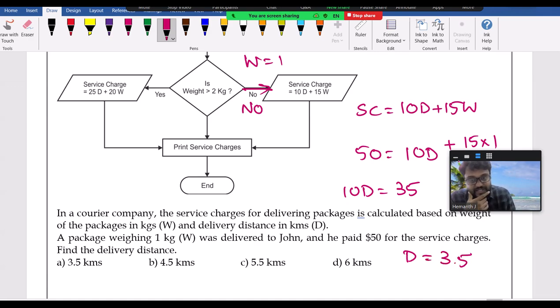Guys, they given service charge already. Service charge value is already given in the question. Your job is to calculate the distance to be delivered. This is regarding, okay, courier shop. Courier shop, okay, depends on what distance and weight they'll charge you, right? So here they charge $50 for you. Okay, the courier weight is 1 kg. So then what distance is what the question asks indirectly. So we got 3.5. Right, so flowchart is done. Hope you understand.